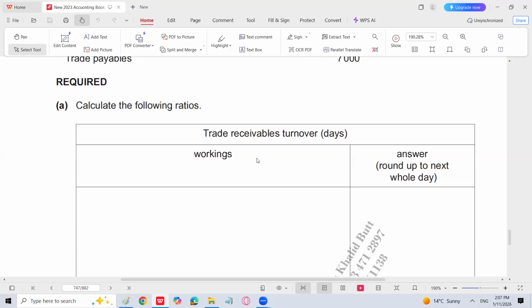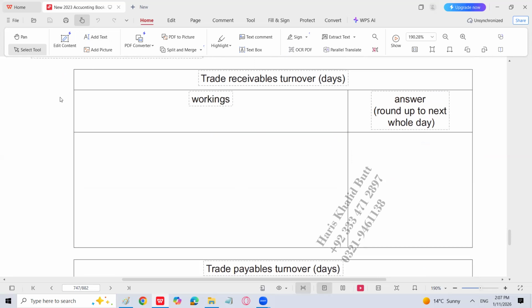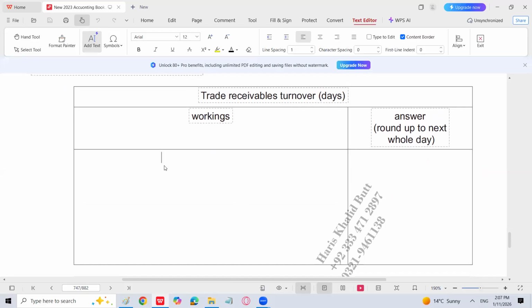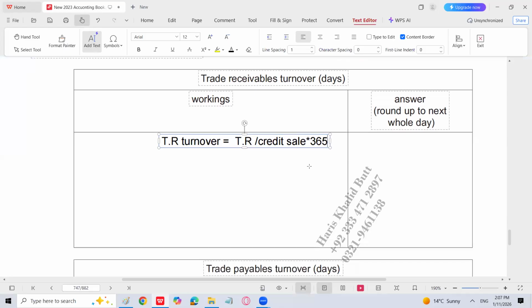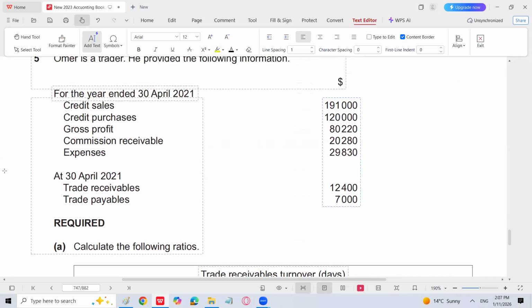You have to calculate the trade receivable turnover ratio. So let me calculate it for you. The formula to calculate the trade receivable turnover ratio is equal to trade receivable divided by credit sales, multiplied by the number of days in a year, which is 365. You just see the question. Trade receivables are given, that is 12,400. Credit sales is also given in the question, that is 191,000.